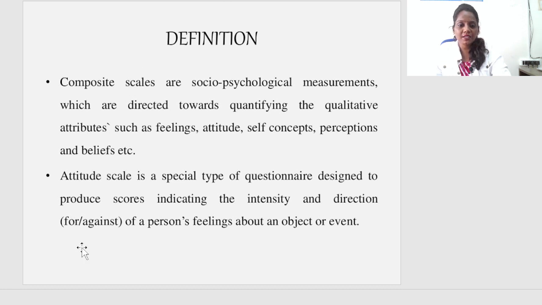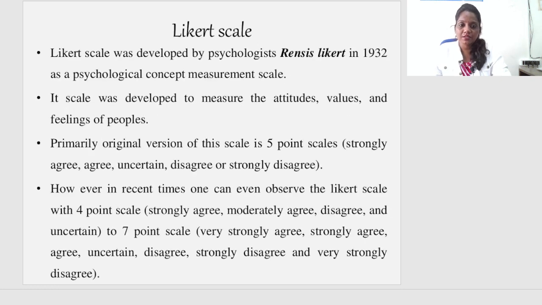So composite scales or attitude scales: composite scales are socio-psychological measurements which are directed towards quantifying the qualitative attitudes such as feelings, attitude, self-concept, perception, beliefs, etc. Whereas an attitude scale is a special type of questionnaire designed to produce scores indicating the intensity and direction of a person's feeling about an object or an event. So that is the meaning.